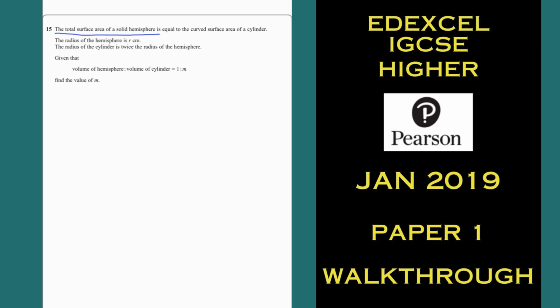sentence. The total surface area of a solid hemisphere. Don't forget what a hemisphere is. It's half a sphere. So, surface area of a hemisphere is 4 pi r squared. But we've only got half of it. So we're going to say 2 pi r squared. Don't forget, there's also the circular base. So we've got to add on pi r squared.